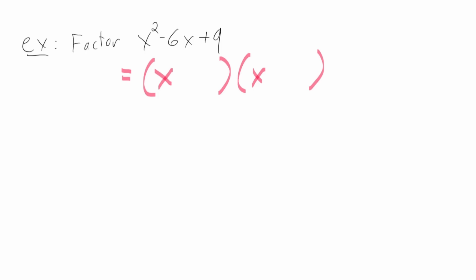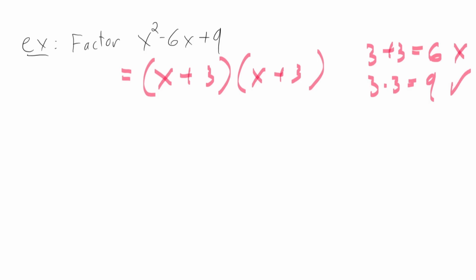Well, let's try some things. How about plus 3 plus 3? Well, 3 plus 3 is 6. 3 times 3 is 9. So I'm wrong here. I wanted negative 6, but I'm right here.